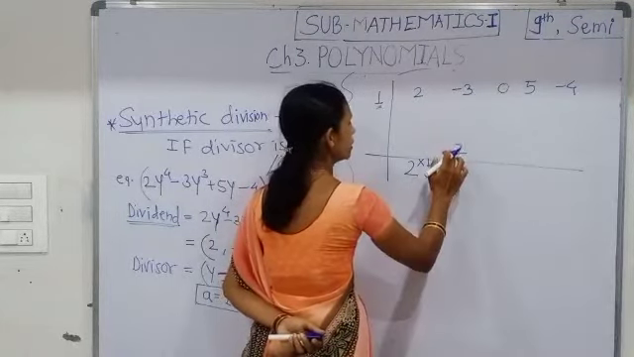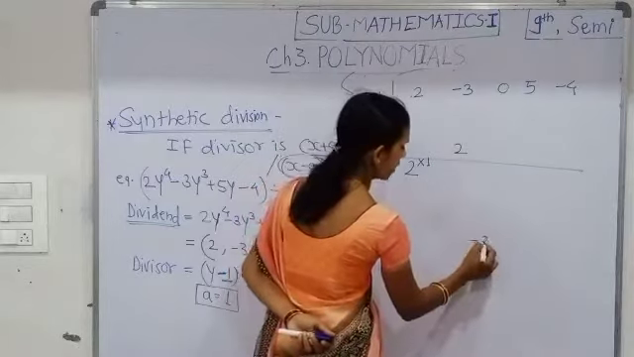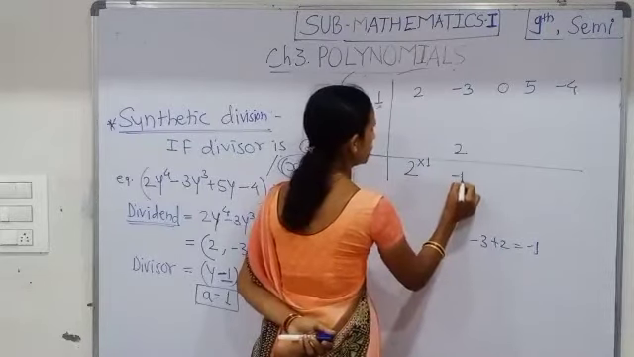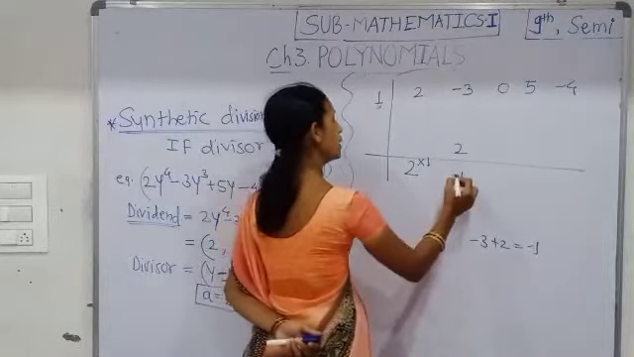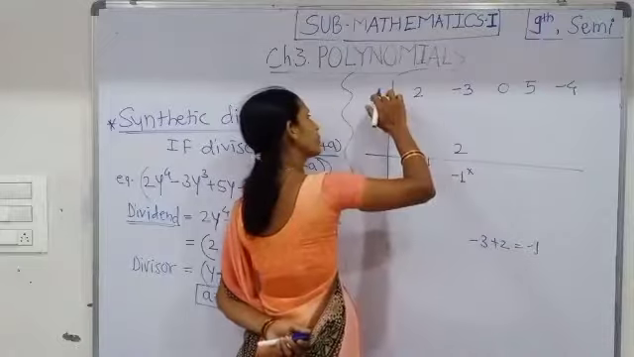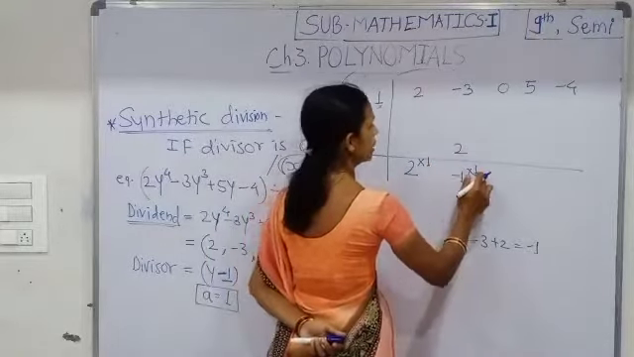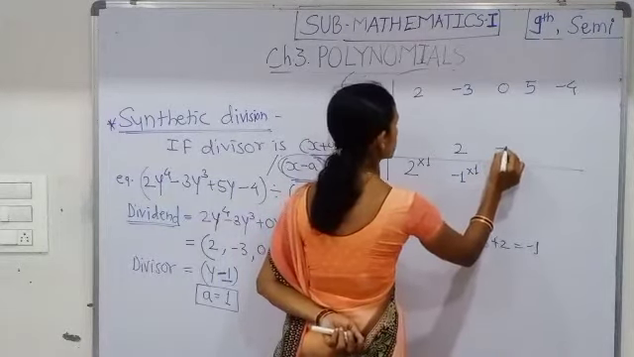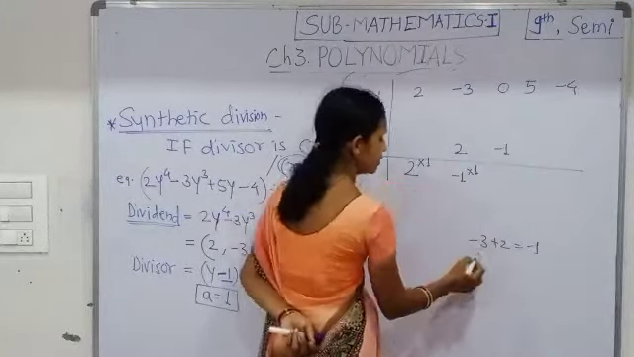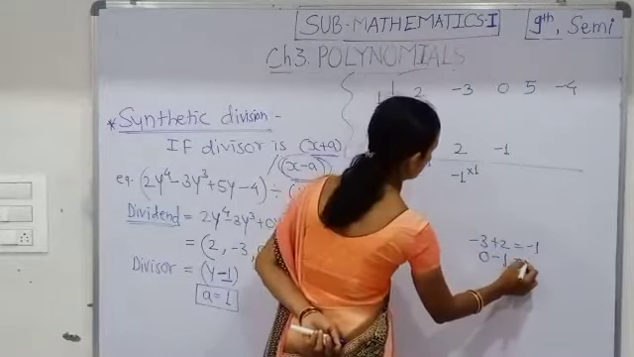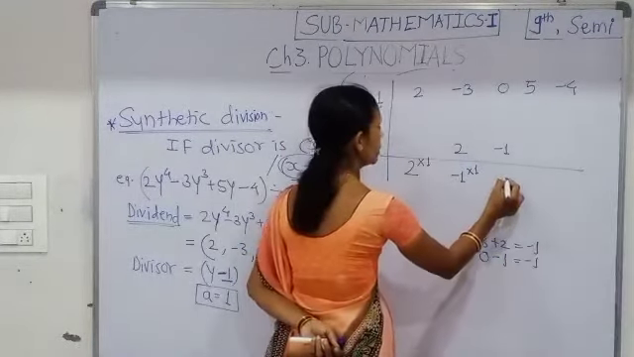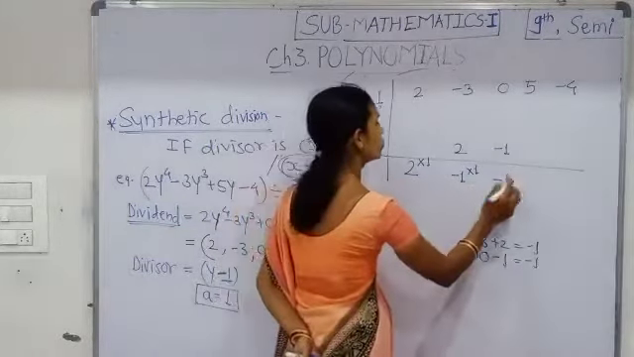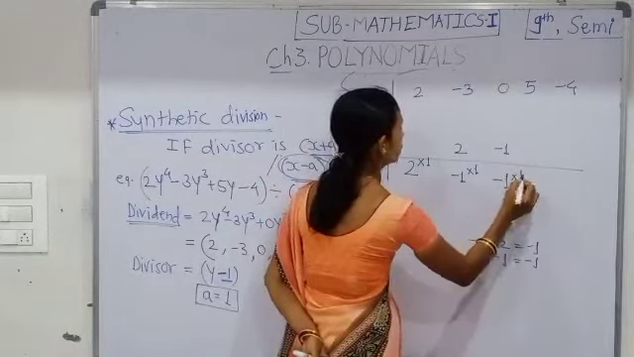Therefore minus 3 plus 2 gives minus 1. Then again that minus 1 is multiplied by 1, so we get minus 1 into 1, that is minus 1. Then 0 minus 1 is minus 1, so we write minus 1. Then again we multiply that minus 1 by 1.